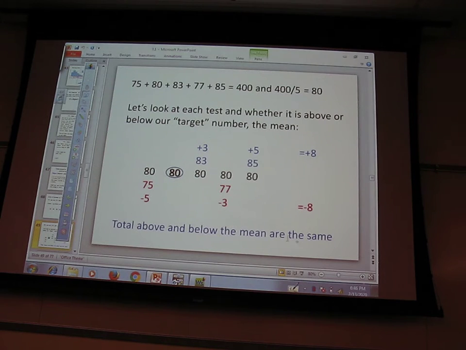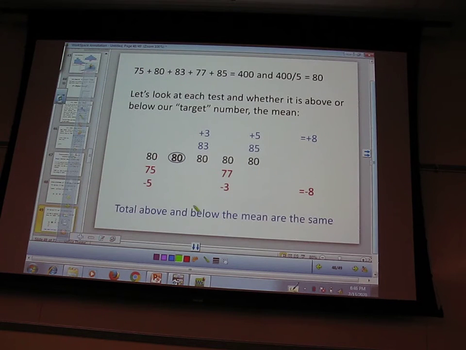So here, if you look at it, 75 is 5 below 80. 80 is right on 80. 83 is 3 above it. 77 is 3 below it. 85 is 5 above it. If we add up those differences, I better get 0, because otherwise 80 is not my average. Right? The average of the differences should be 0.